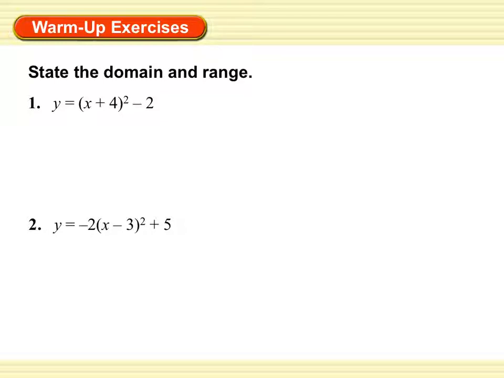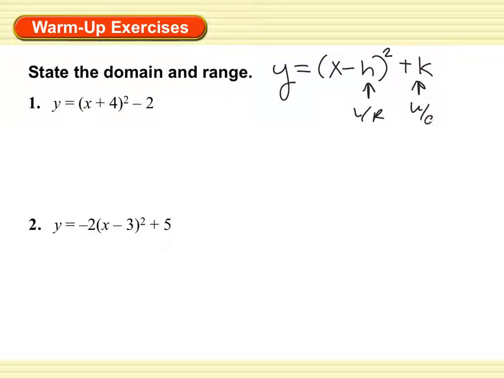If you remember, here we see that this is vertex form of a parabola. I know we're going way far back, but it's x minus h squared plus k, where this is left and right, and this is up and down.